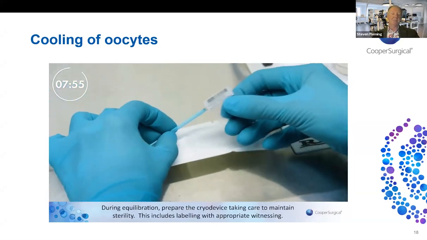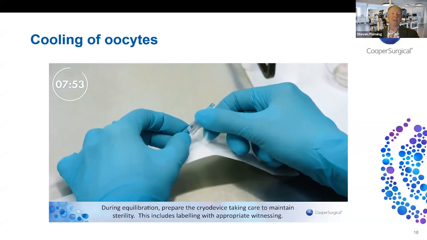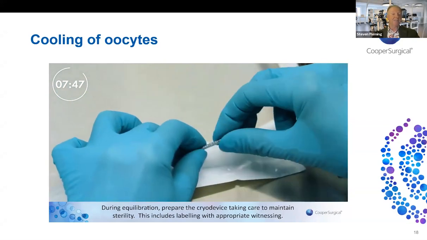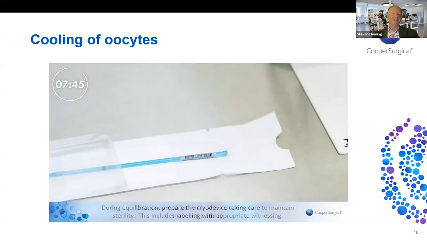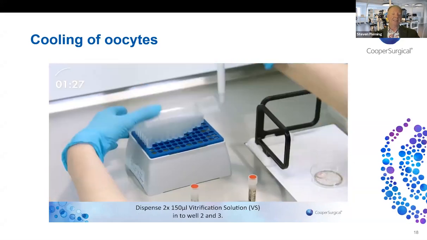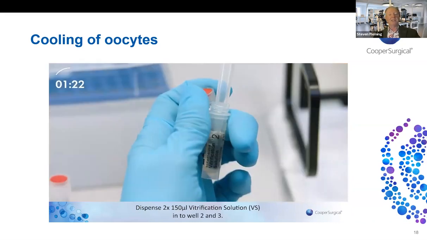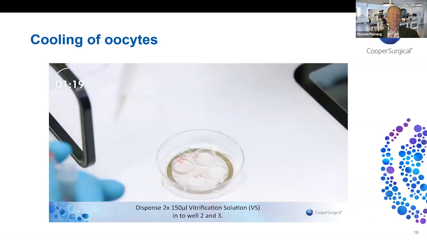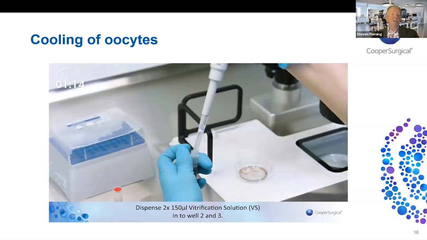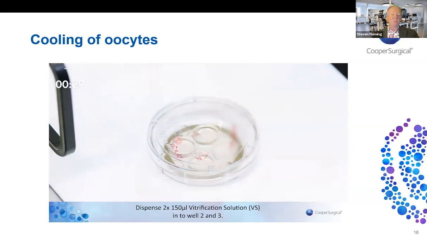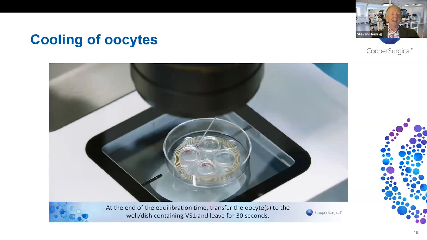And while those oocytes are equilibrating, you can prepare your carrier, which is properly labeled and has been witnessed to confirm that that labeling matches the labeling on the dish. And at this stage, you pipette out your 2 150 microliter volumes of vitrification solution. So you don't want these vitrification solutions evaporating during that equilibration period. So remember, these are more viscous and maybe more prone to evaporation. Always replacing the lid in between times.